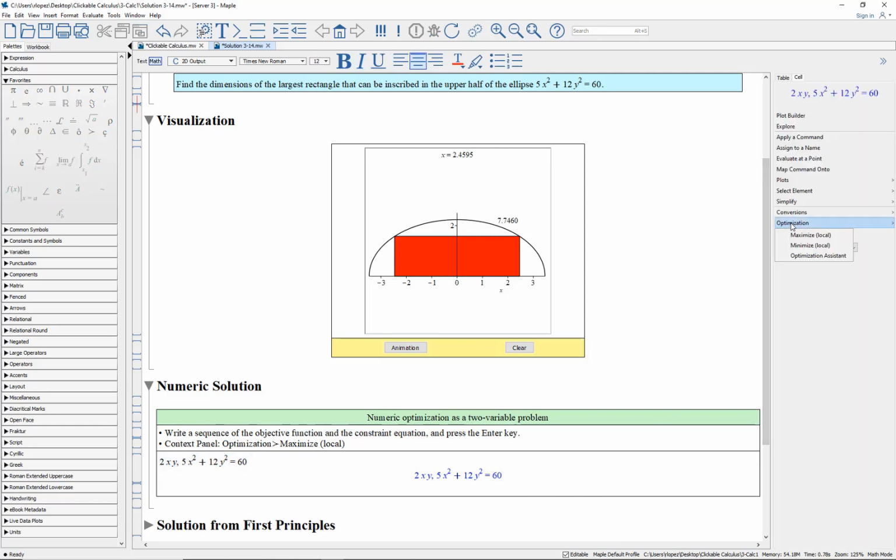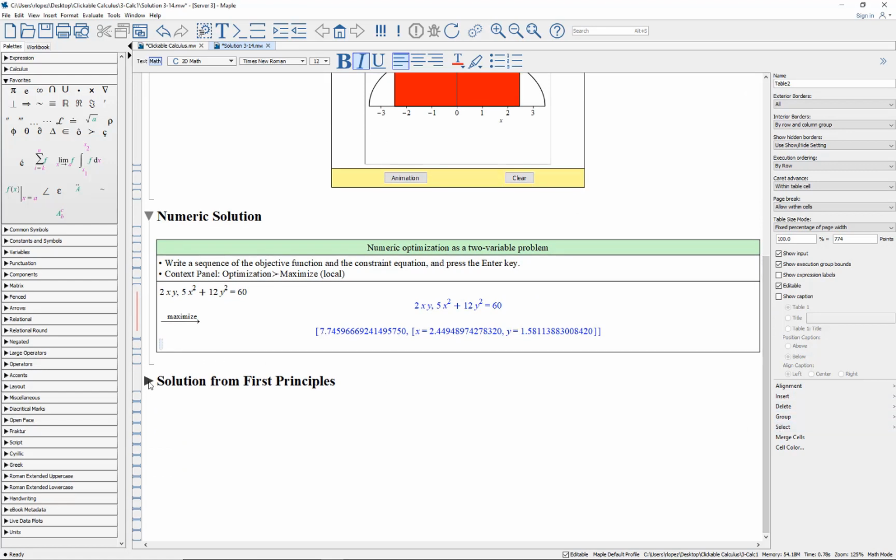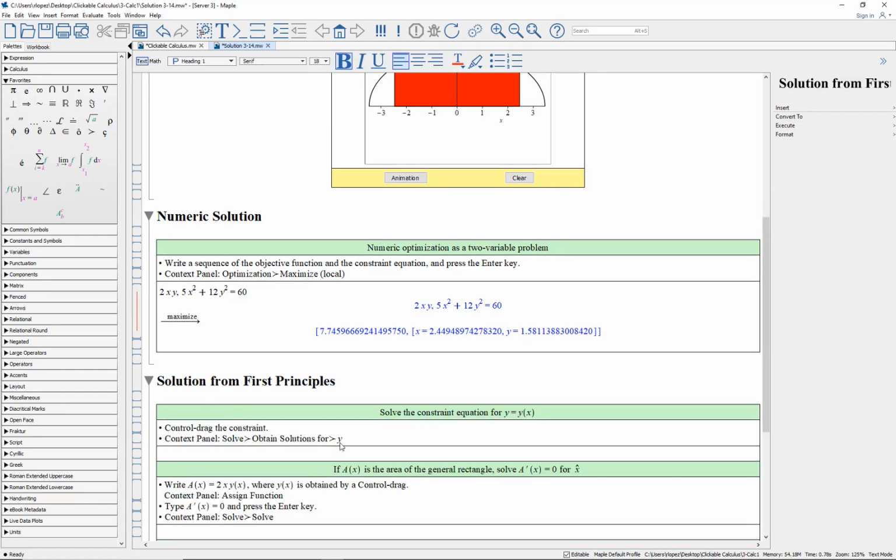If I go here to optimization in the context panel and look for a local maximization, I get an x-coordinate, 2.449. Well, that's about as close as we can get on this pixel count. Maximal area, 7.7459. Well, that 7.746 is close. And this is the y-coordinate on the ellipse.